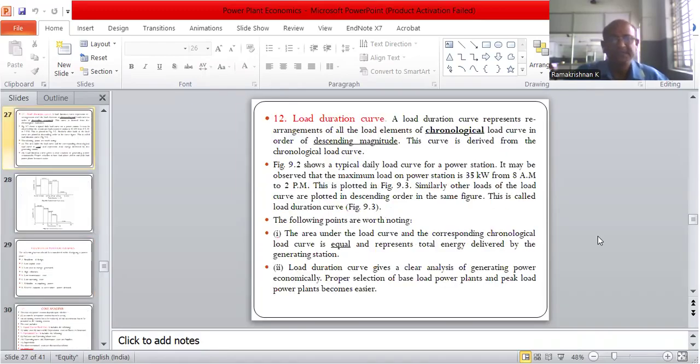Next, the term is the load duration curve. It is similar to the load curve, but the only difference is that the demand is set in descending order for a given period of time, whereas the load curve is set chronologically. So the load curve is also called a chronological load curve.